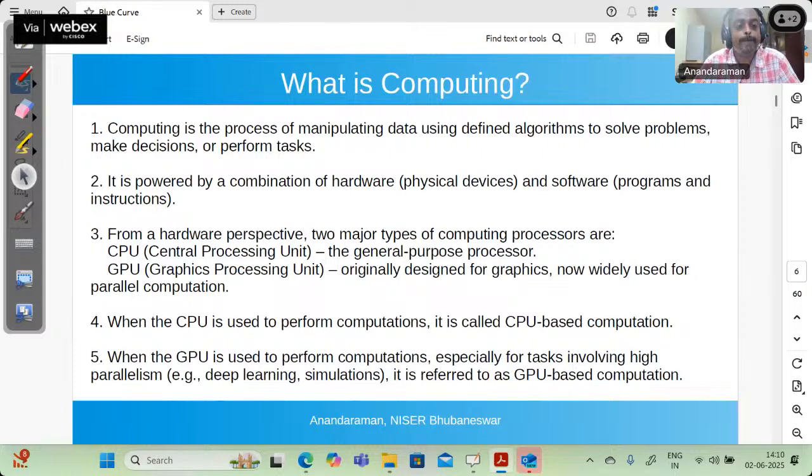So what is computing? Computing is a process of manipulating data using a defined algorithm. It is a combination of physical hardware and software. Hardware can be a CPU, GPU, FPGA, or QPU, anything. Software is the algorithm. First you initialize the data, then you manipulate the data, then you get the result. If you do the computation with a CPU, it is called CPU-based computation. If you do it with a GPU, it is called GPU-based computation.